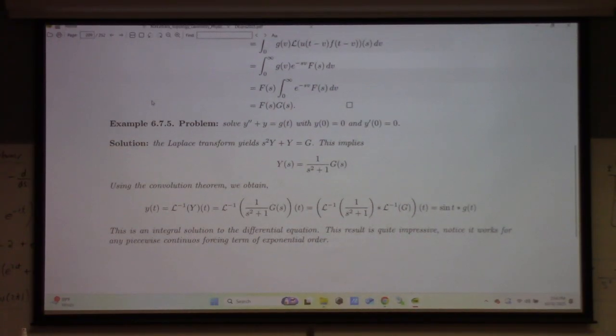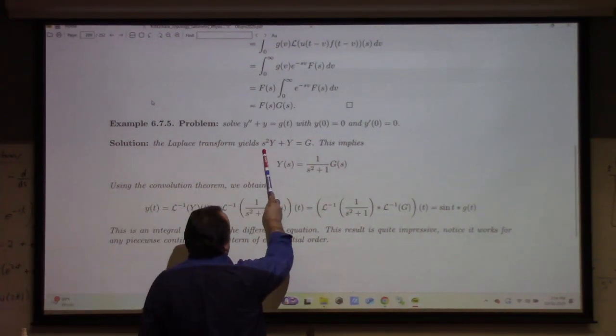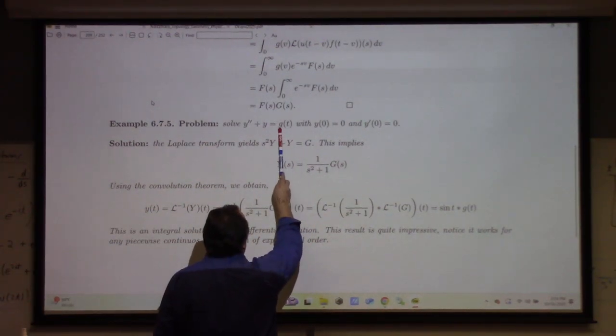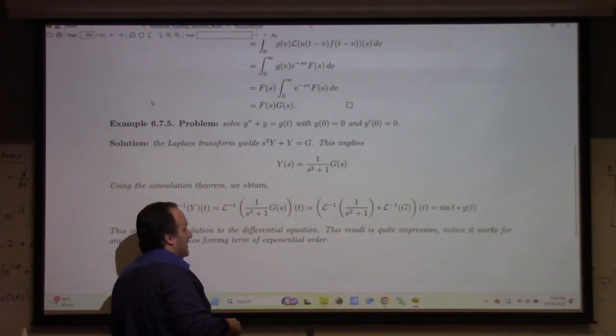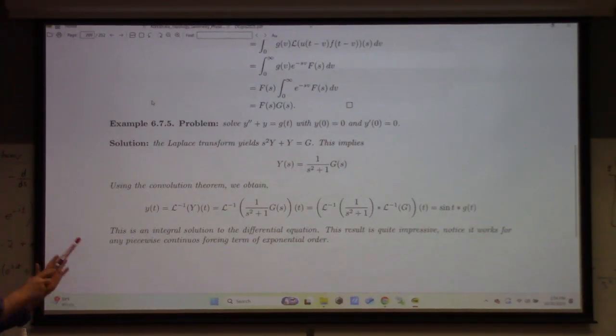All right, so suppose you're trying to solve y'' + y = g. We take the Laplace transform. We get s² Y + Y = the Laplace transform of little g, which we'll call big G. This brings us to 1/(s²+1) times G(s). We have a product of functions of s. Well, this is made to order for convolution.